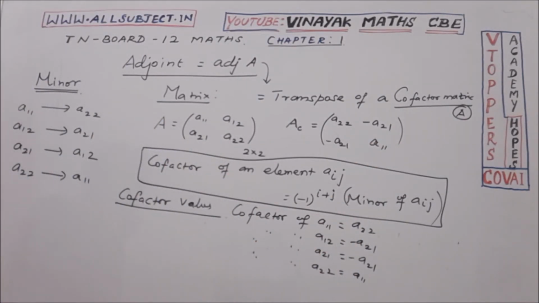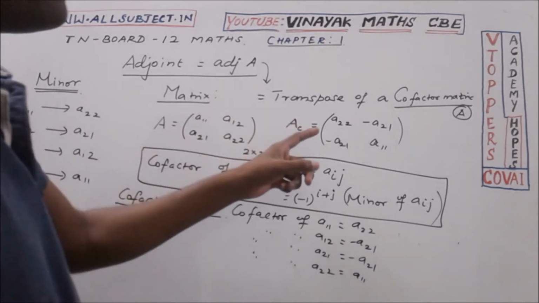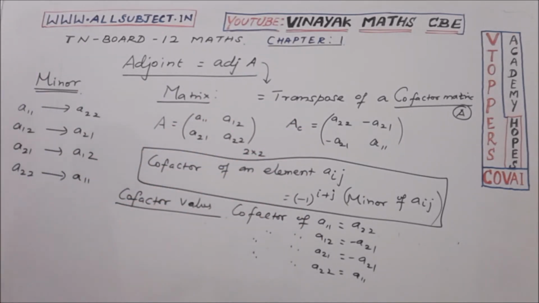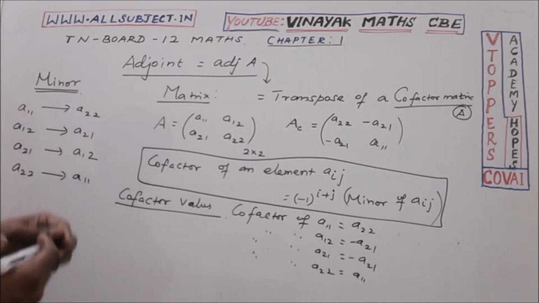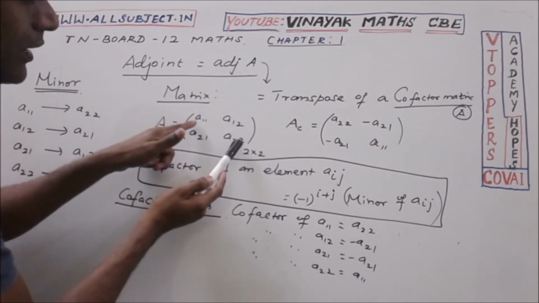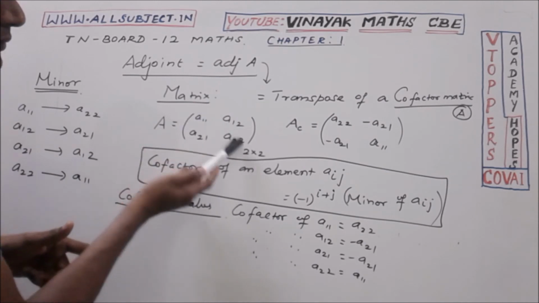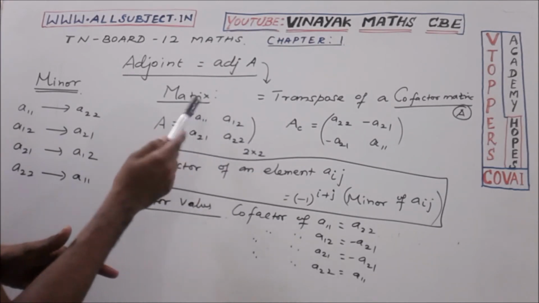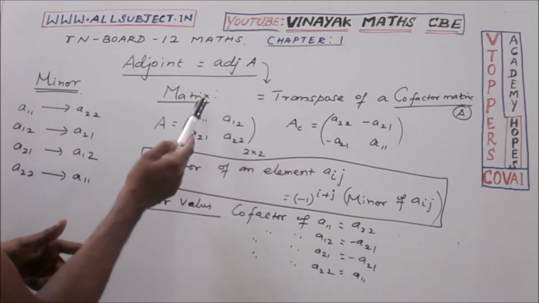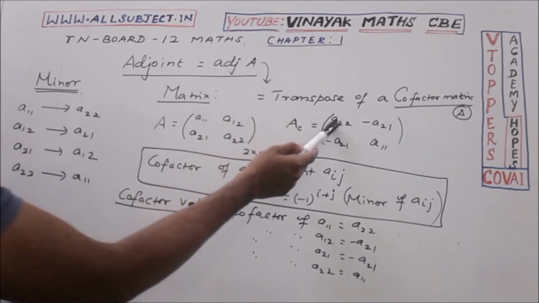Now, look at the given matrix and the cofactor matrix. We can come to a conclusion here. In the leading diagonal, the elements are interchanged. A22 is in the first place, A11 in the fourth place.